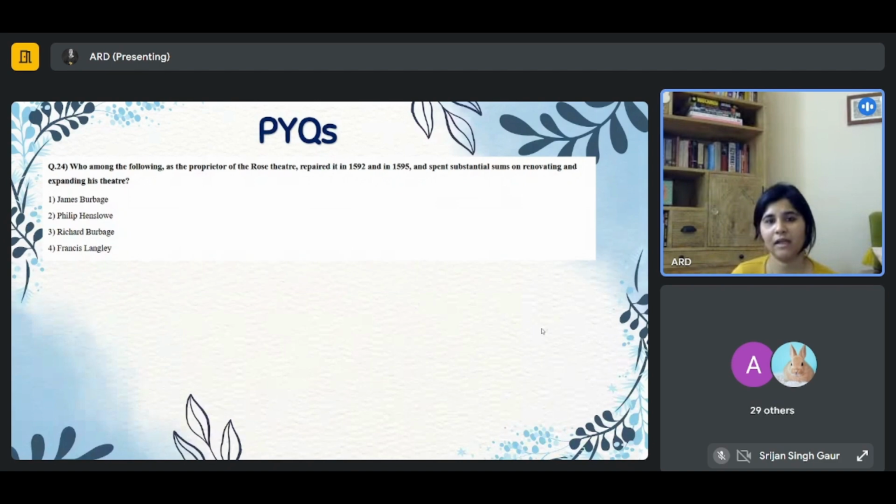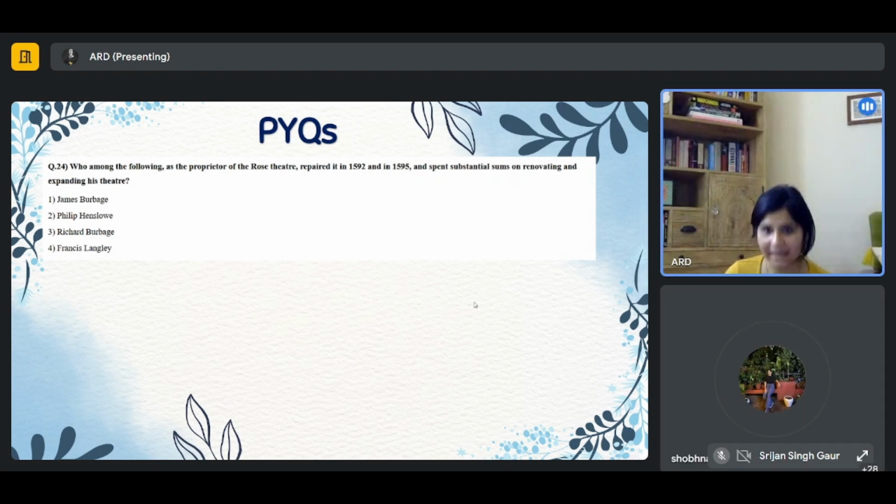Okay, now attempt this question. This is a very easy question. Who among the following is the proprietor of the Rose Theatre, repaired it in 1592 and in 1595 and spent substantial sums on renovating and expanding the theatre? So who was the proprietor of the Rose Theatre? Is it Philip Henslowe? Yes, Philip Henslowe.